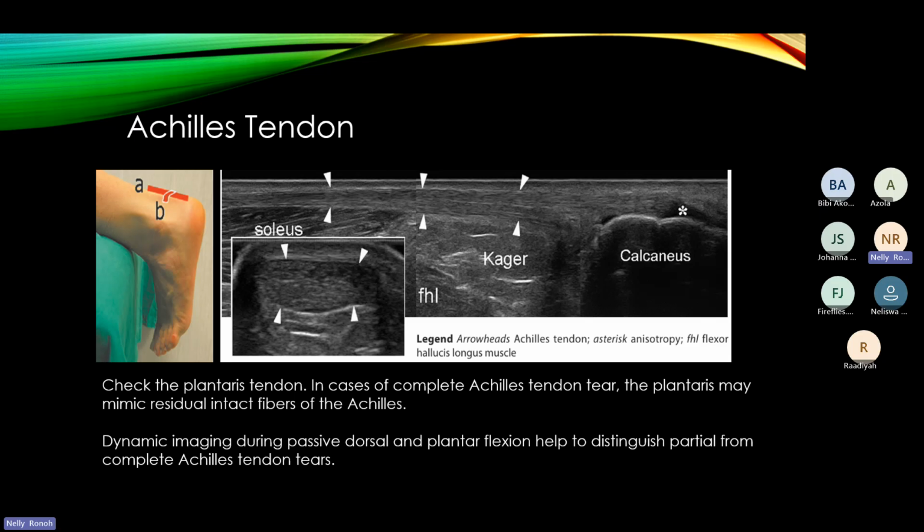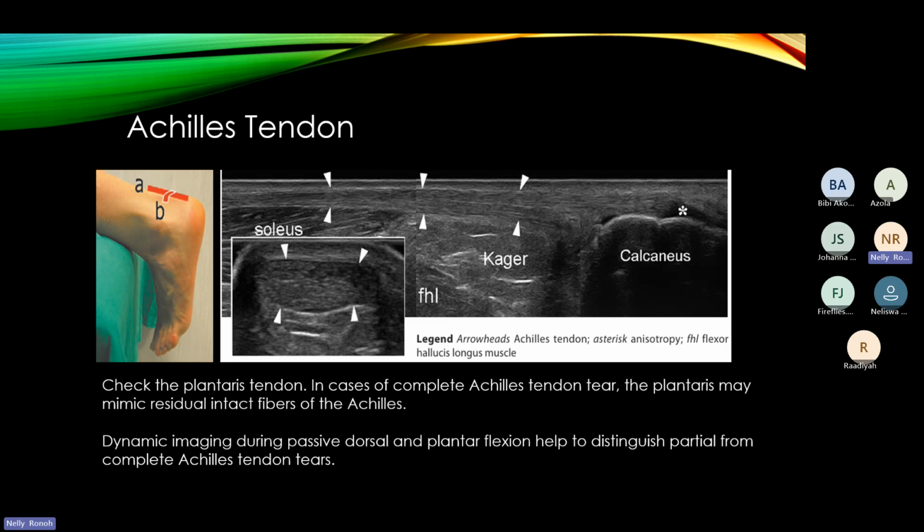So as you can see from this image above, this is a longitudinal view. And you can see the white arrows there. It starts from the origin, from the gastrocnemius, and it comes all the way until it inserts at the calcaneus. And there's this place here which is labeled with a star.